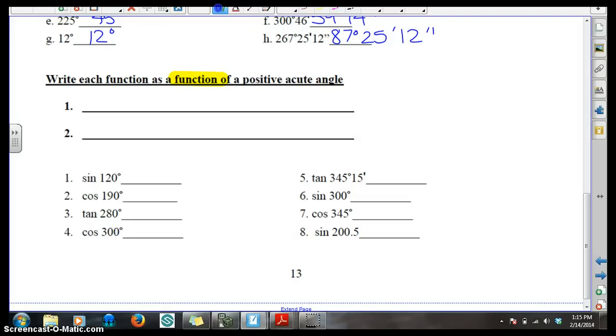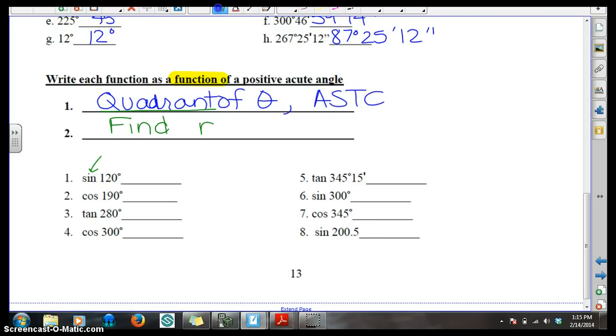What I'll do is I will decide on the quadrant of the given angle, and the sign, using All Students Take Calculus, to determine whether my answer should be positive or negative based on the quadrant that I chose and the trig function that I'm doing. The second thing that I'll do is I'll find the reference for the given angle, so that every function that I do will be stated as a sign, a trig function, and an acute angle.